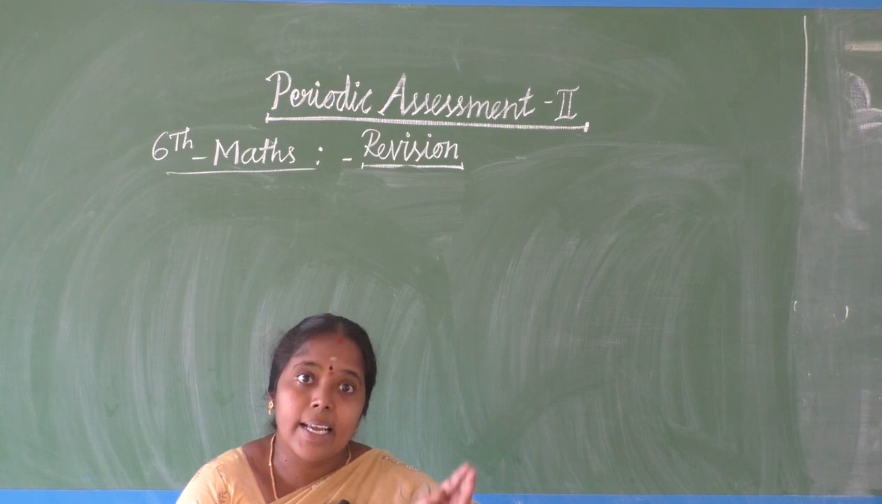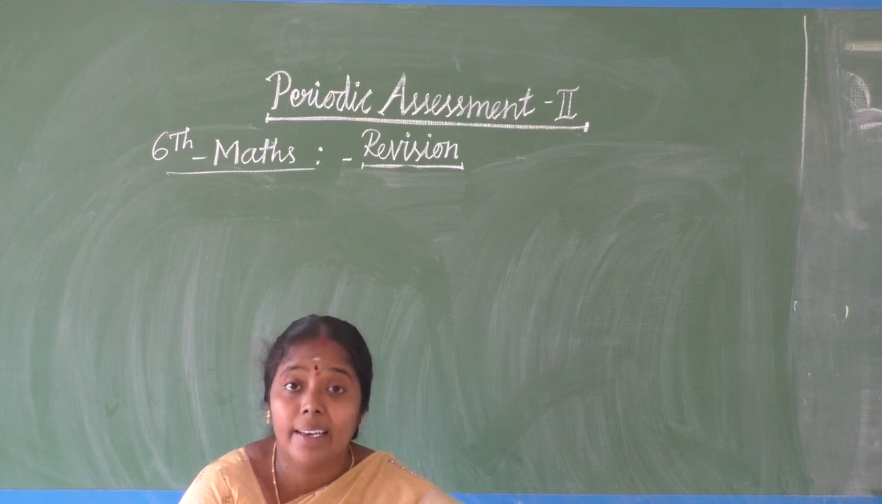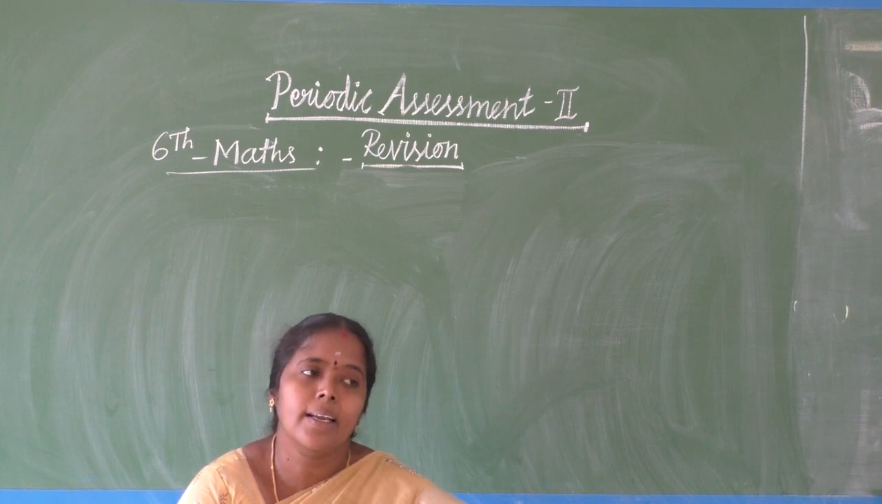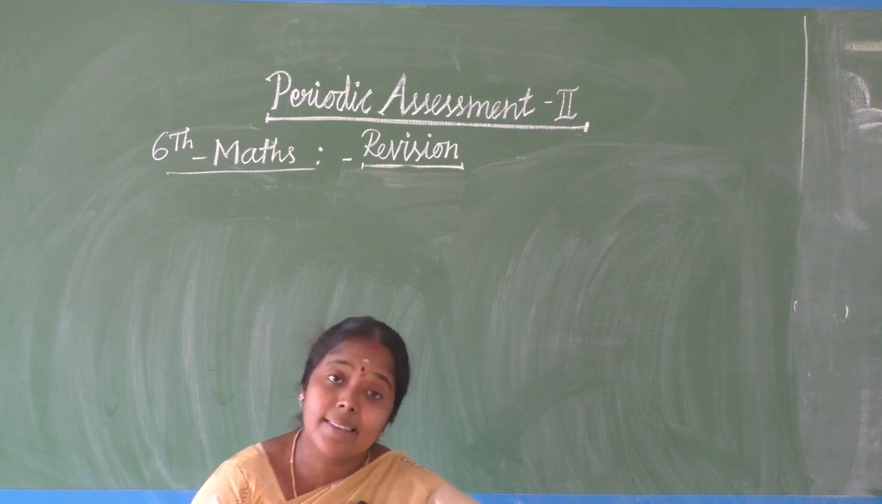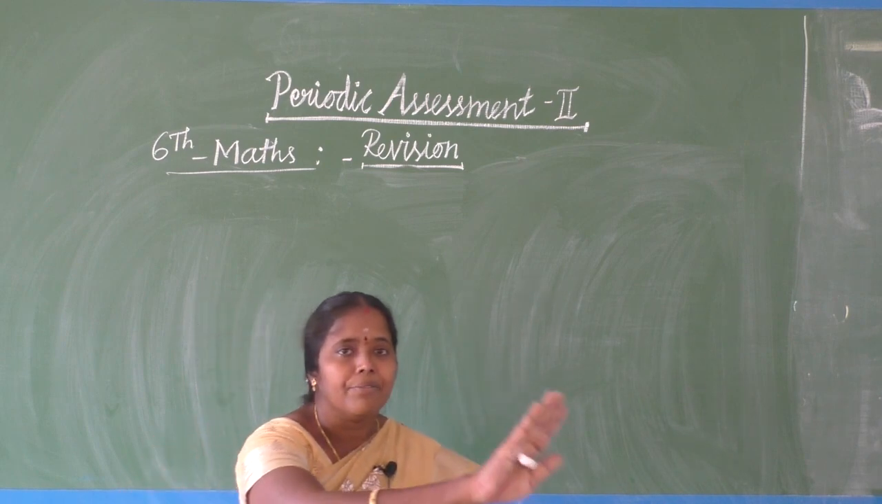Every factor is an exact divisor of that number. If we divide the number by the factor, we can divide it exactly without remainder. So that only we are telling every factor is an exact divisor of that number. Understood? This is all regarding factors.